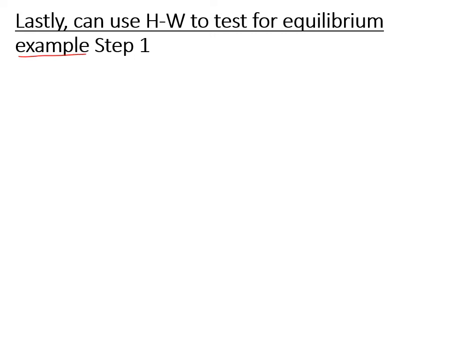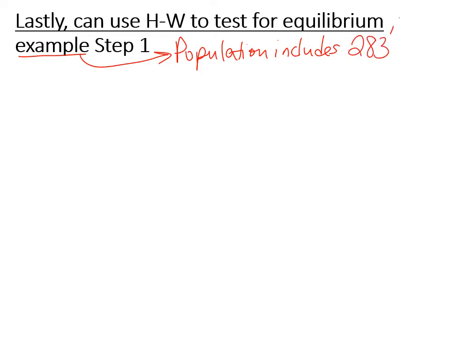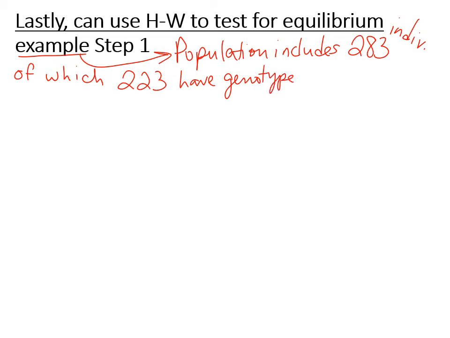So our example, I'll give you a population. This population includes 283 individuals, and I'm going to abbreviate individuals, of which 223 have genotype 11. Actually, I'm going to go back to the capital and lowercase because I think students get a little confused with 1 and delta 32 sometimes. So have genotype capital A, 57.